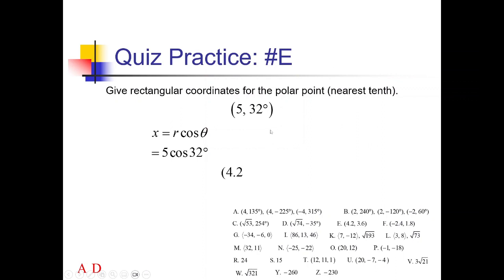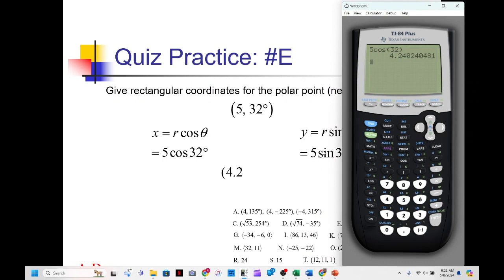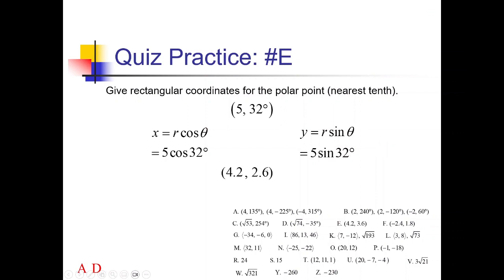And now let me also get the y value. For that, I need r times the sine of theta. So 5 times sine of 32. Back to the calculator. Let me do 5 sine 32, and that's going to give me 2.6. So 4.2 comma 2.6 for that answer. That looks like it almost matches, but they have 3.6 instead of 2.6. So E is another letter I'm going to write down.